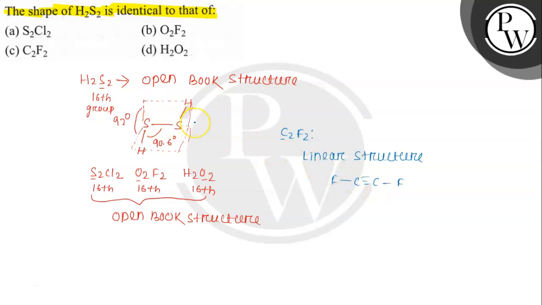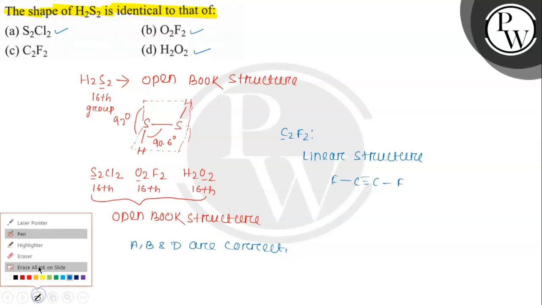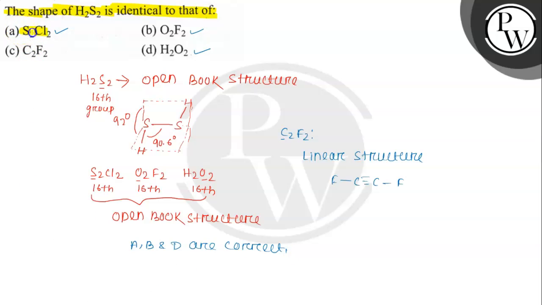So according to the question, you have to find out which shape is identical to H2S2. That means the answer will be S2Cl2, O2F2 and H2O2. So A, B and D are the correct answers. A, B, D are correct. So S2Cl2, O2F2 and H2O2 are correct.